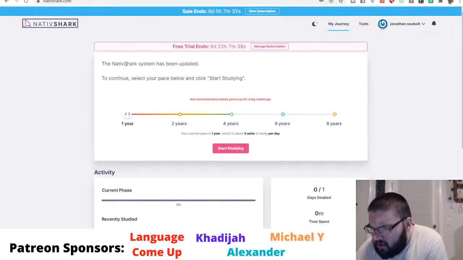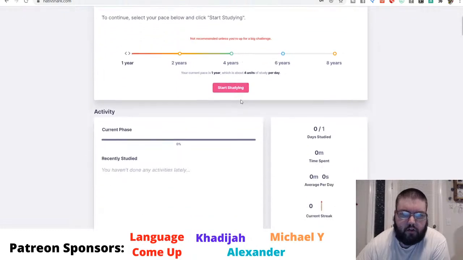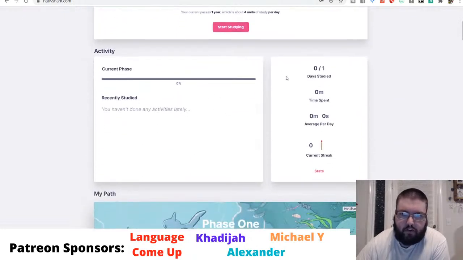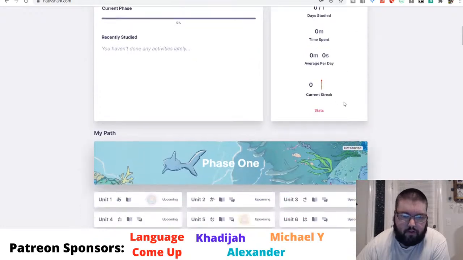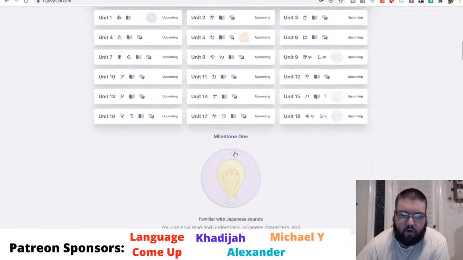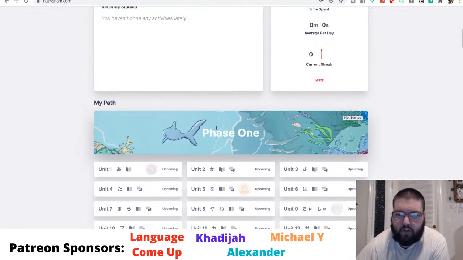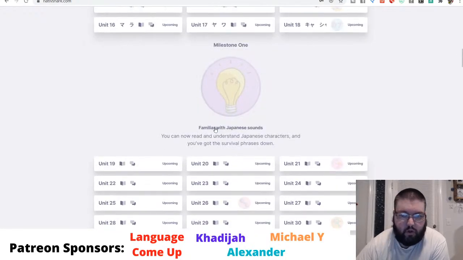Let me see here. There's a shadow loop player to work on the pronunciation and such. Yeah, that seems like it's going to be cool. All right, so we're going to set this, not recommended unless you're up for a big challenge. Okay, so current progress is 0, days studied 0 of 1. I've never touched this program. Unit 1. I'm wondering how much of this is going to be repeat information for me, but we're going to find out.